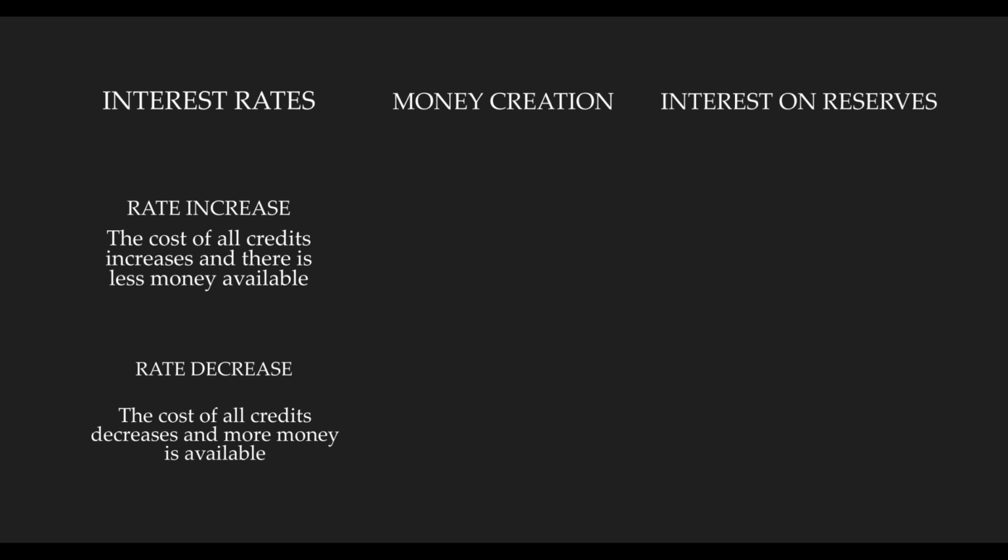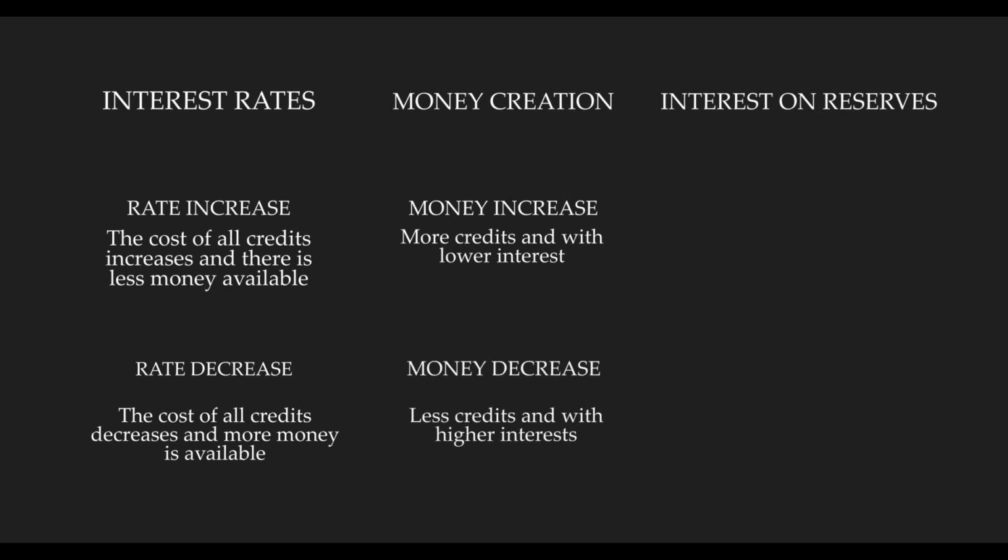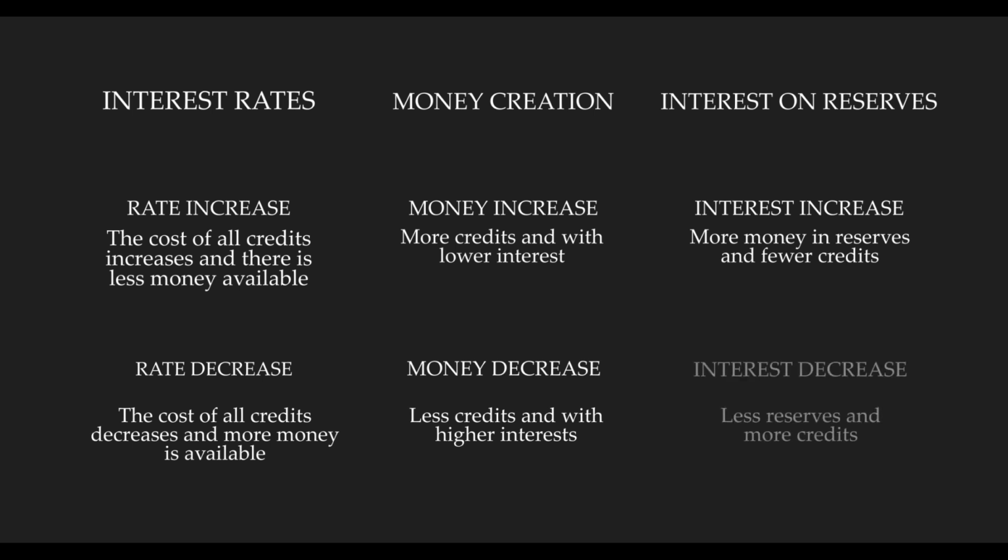Money creation allows the Federal Reserve to control the amount of money circulating in the economy. Too much money in the economy will cause banks to lend more and with lower interest, and less money will make them more restrictive with lendings. And the interest rate on reserves, which was introduced during the mortgage crisis, is the rate that the Federal Reserve pays banks to keep money in their accounts. Higher interest on reserves will make banks keep more money in reserve and lend less, but remain more solid, and lower rates will make them save less and lend more.